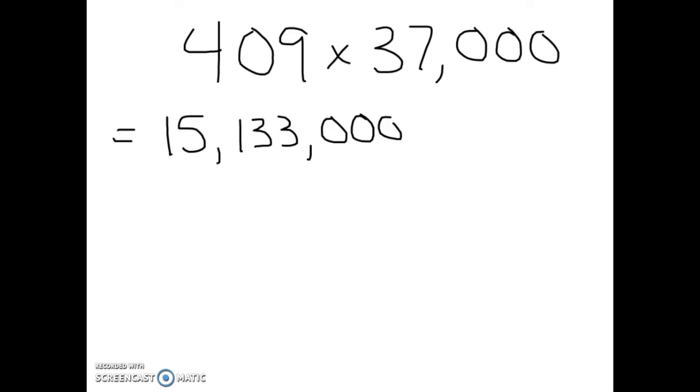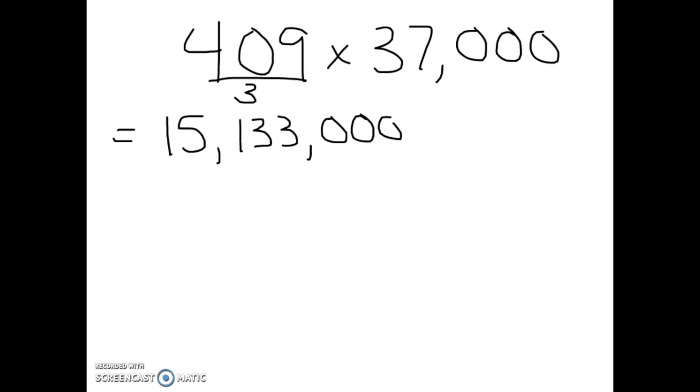Just like I told you for addition and subtraction, you should always start by writing out the full result of your calculation before you start to figure out how many significant figures need to be included in your result. So here is our first example for multiplication. We have 409 times 37,000, and that gives us an answer of 15,133,000. In 409, we have three significant figures.